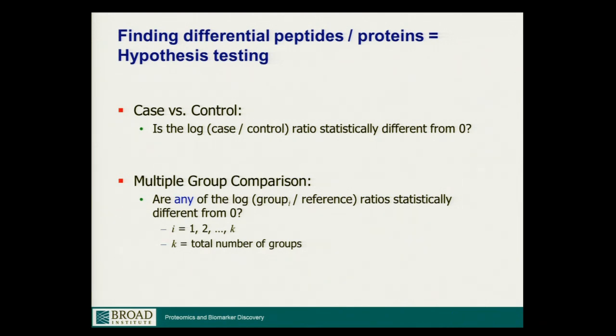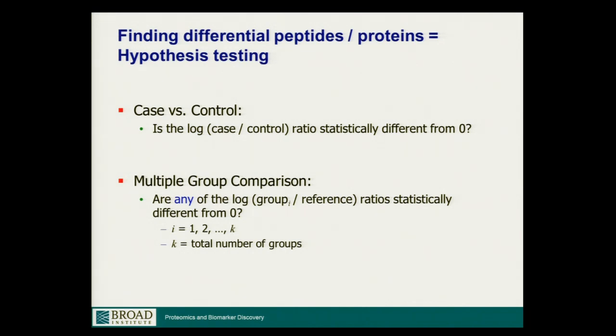So finding things that are different is essentially, from a statistical perspective, a hypothesis testing exercise. So you want to say, in my case versus control study, is the log of the ratio statistically different from 0? Because if the log ratio is 0, then your cases and controls have pretty much the same value of that protein you're looking at. And so the question is, can I set up a statistical test to see if it is different from 0?